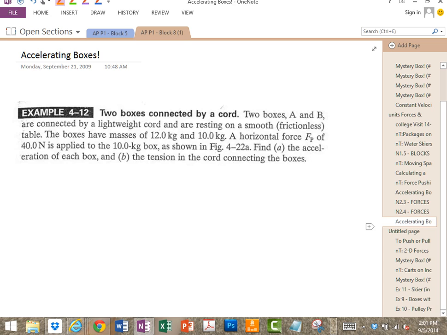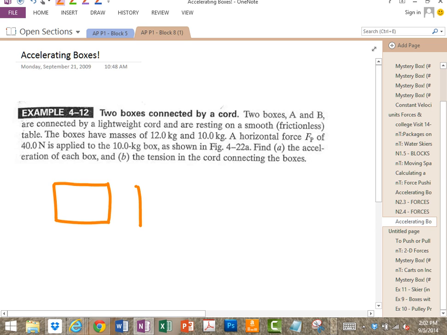Here we go. 2 boxes A and B are connected by a lightweight cord and are resting on a smooth, frictionless table. The boxes have masses of 12 and 10 kilograms. A horizontal force F sub P, I'm not sure why it's a P, of 40 newtons is applied to the 10 kilogram box as shown in the picture we're going to draw right now, okay? Because I didn't want to copy the picture. So here we go. We're going to draw our boxes. So there are our boxes. They're attached by a lightweight cord.